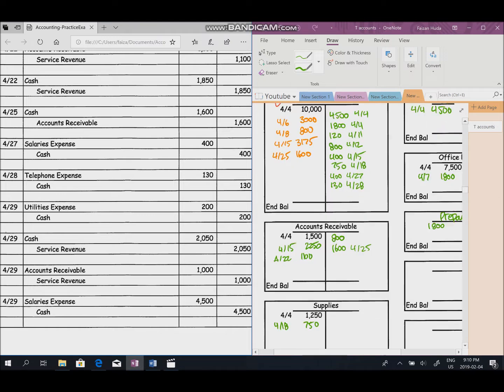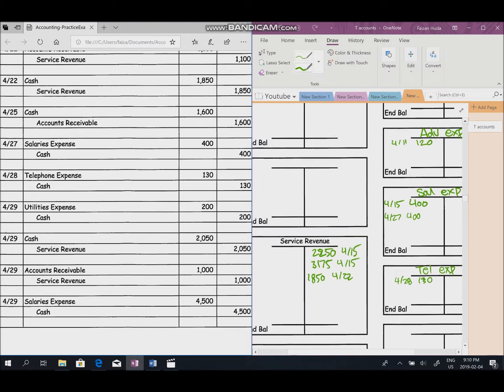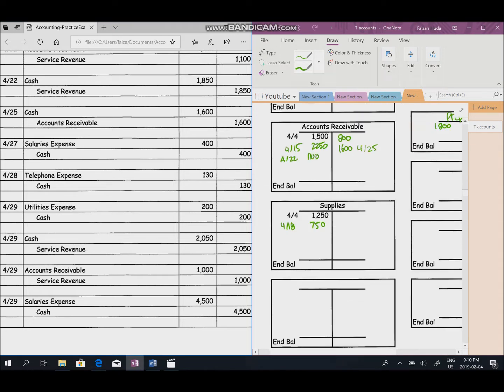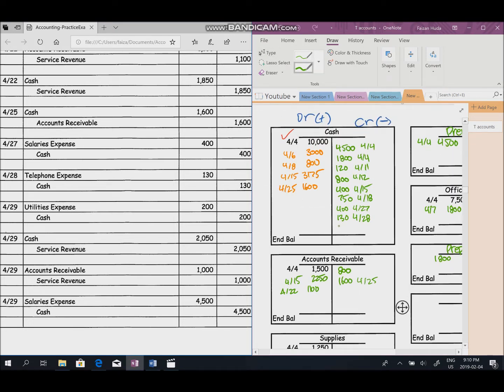Moving forward, utilities expense. I'll have to make that account. It's not being made. And I'm gonna use short form, but it's recommended you guys use full form on your exam and test, otherwise your prof or TA might take off marks, who knows. Anyways, debit 200 as it is in the journal entry, and cash is credit 200 as it is in the journal entry. Happened on April 29.